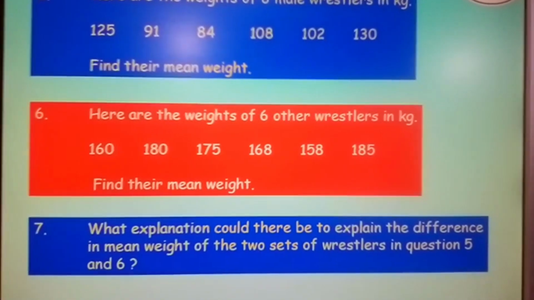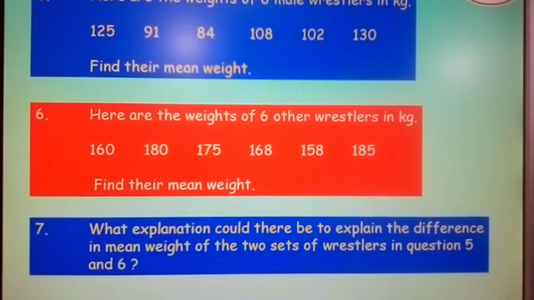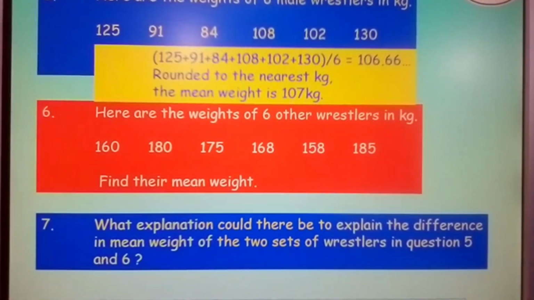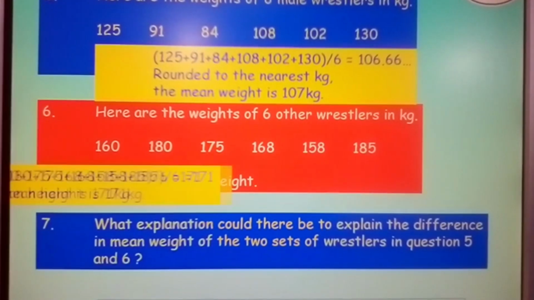Here are the weights of 6 male wrestlers in kilograms. Find their mean weight. So we're going to be doing this, so I don't need to spend any longer on this now. We can now go with this as it stands.